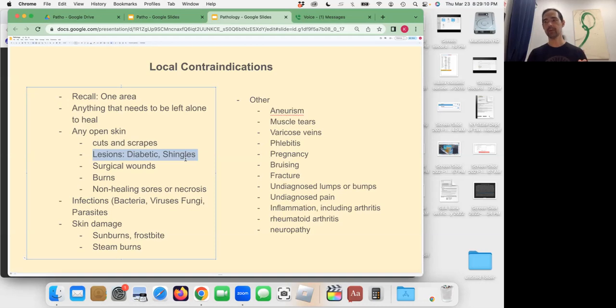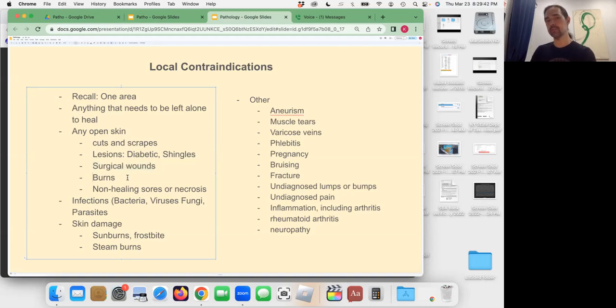At some point, shingles are extremely contagious and also extremely painful, although some people don't perceive it as extremely painful, it's just irritating. Surgical wounds. Remember, even if it's arthroscopic surgery and the wound is the size of the tip of your fingernail, still it's a wound. You don't want to open it up. You don't want to mess with it. Stay away from the entire limb.